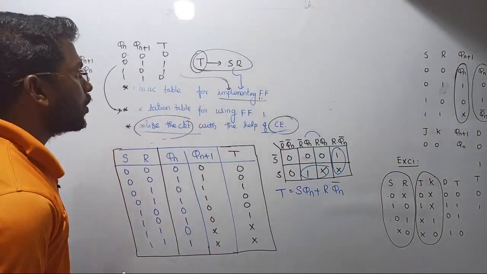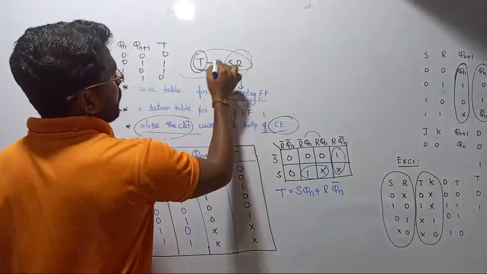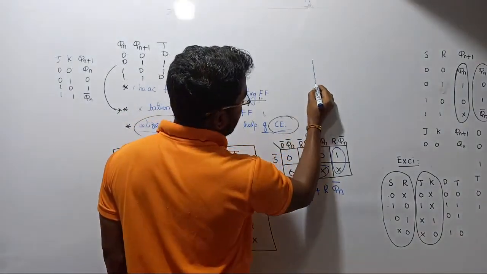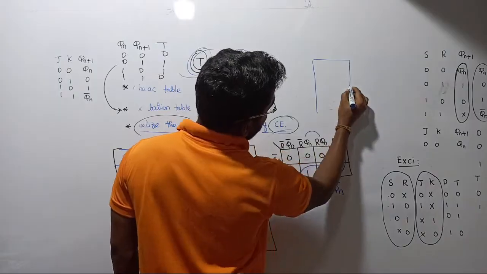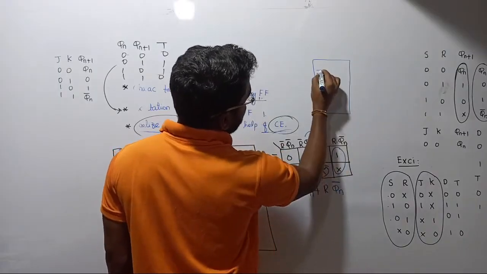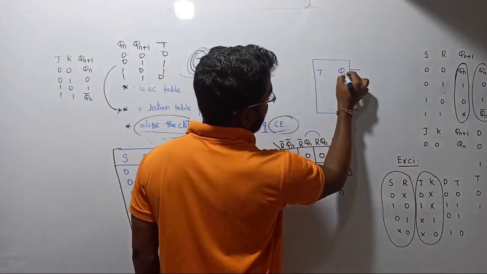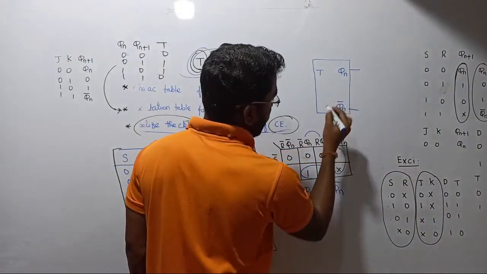Clear? Actually what we are doing, we are trying to implement SR flip-flop with the help of T flip-flop, right? So this is a T flip-flop. Let us consider T flip-flop here. So let us realize the T flip-flop, right? So this is T flip-flop, and here we are going to consider two inputs, that is going to be Qn and Qn bar. Let us see the output.